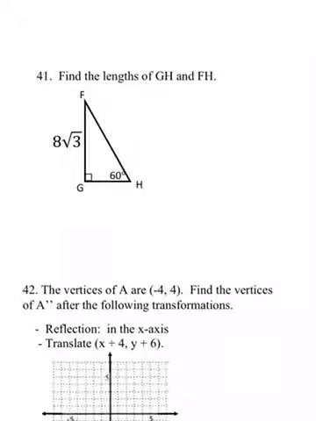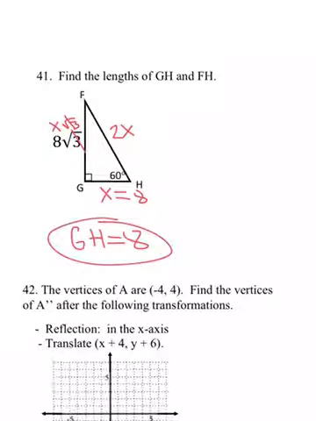Number 41, find the length of G and H. 30, 60, 90 right triangle, x, x square root of 3, 2x. Because it's x square root of 3 and you see h square root of 3, they cancel. That tells you that x equals 8. And if it's 2x and x is 8, that's 16.